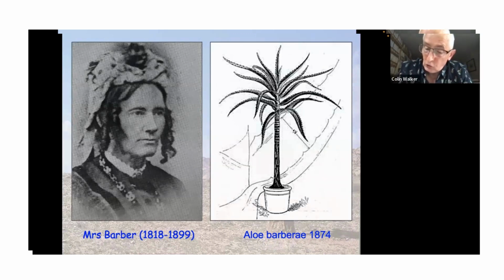But for 120 years, this was overlooked. It was only in 1994 when Gideon Smith and his colleagues uncovered this note by William Thistleton-Dyer, indicating that he wanted to call it Aloe barberi. So Aloe barberi is the correct name if you're going to call it an aloe.